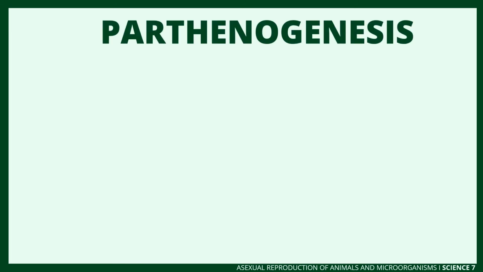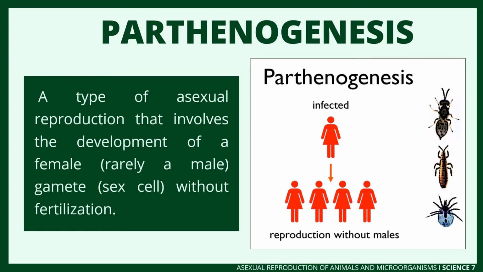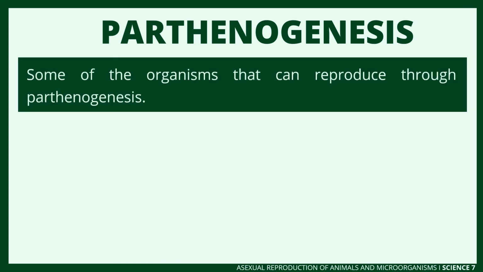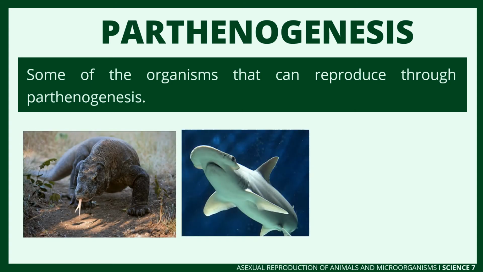The last type of asexual reproduction, but definitely not the least, is parthenogenesis. In this type of reproduction, the female organism develops gametes without the union of sex cells from a male organism. These are examples of organisms that exhibit parthenogenesis as a form of reproduction: Komodo dragon, bonnethead shark, and Warramaba virgo grasshopper.